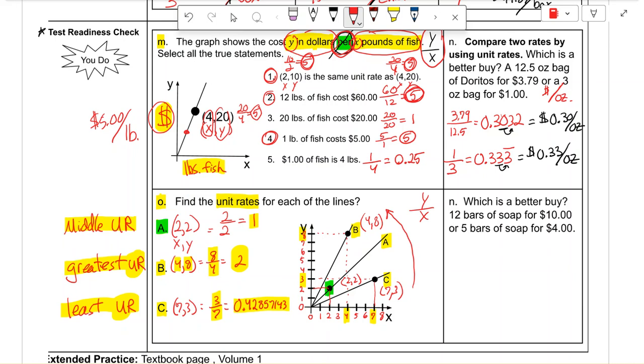All right, now for the last one. So it's M, N, O, and this should be the letter P. So scratch that out, put a P there, and pause the video and try that last one, comparing two rates.